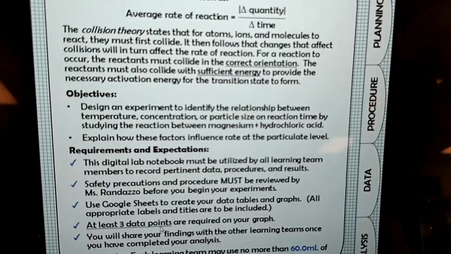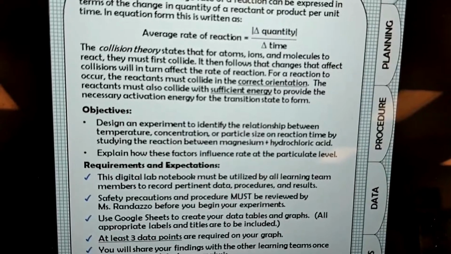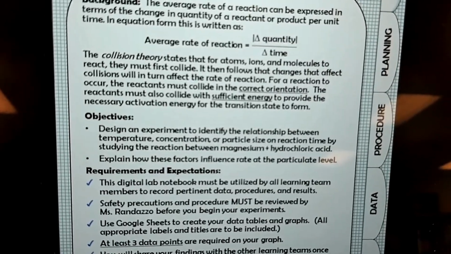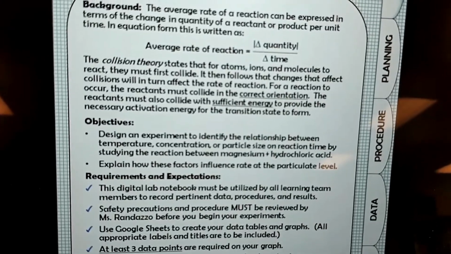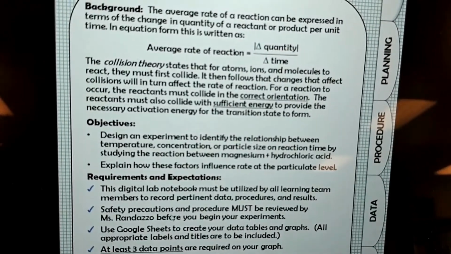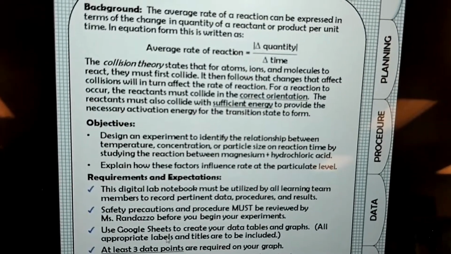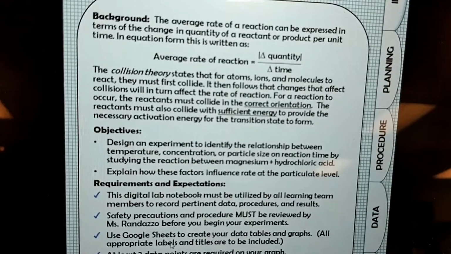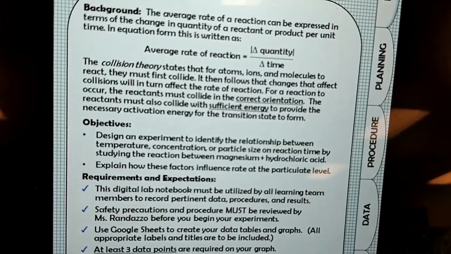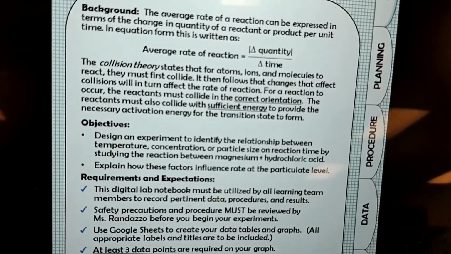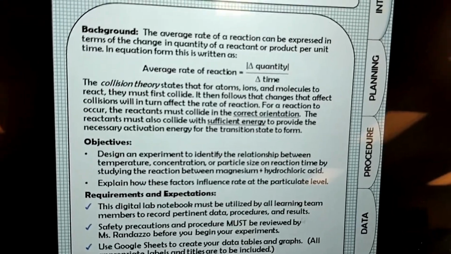If they were measuring temperature, for example, we were looking at the effect that the temperature of a reaction has on reaction time. They were expected to do at least 3 different trials at 3 different temperatures. They also had to include safety precautions, and I had to look at it before they did anything in the lab. They were also expected to use Google Sheets to create their data tables and graphs. And I told them they have a constraint of no more than 60 mL of 3 molar hydrochloric acid for the 3 trials, and they can only use 0.5 grams of magnesium.